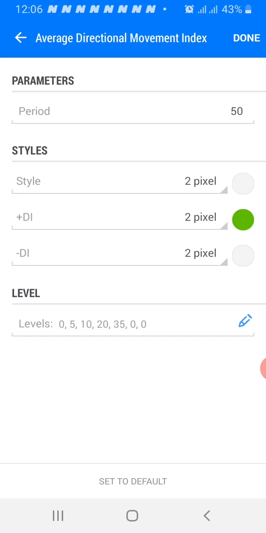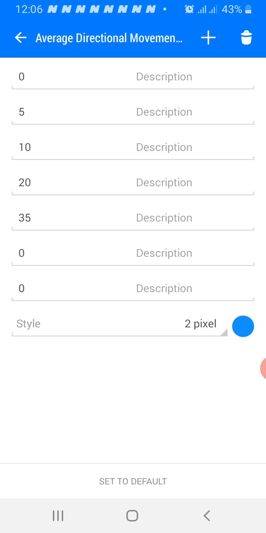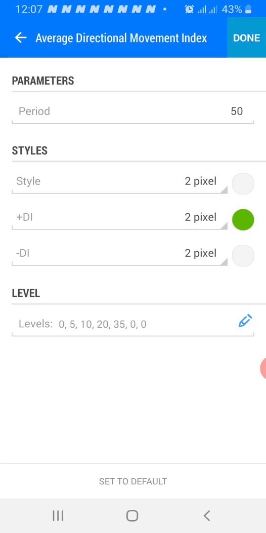Same goes for the style; it's also the color of your screen. For the plus DI, you should use another color different from the color of your screen. Then the levels should be 0, 5, 10, 20, 35, just like this. This is how you can set your levels: you click the add button, then write the number you want to add. Then the style should be 2 pixel. You take a color of your choice, but I'm using blue. So that's for that. Then you click done.